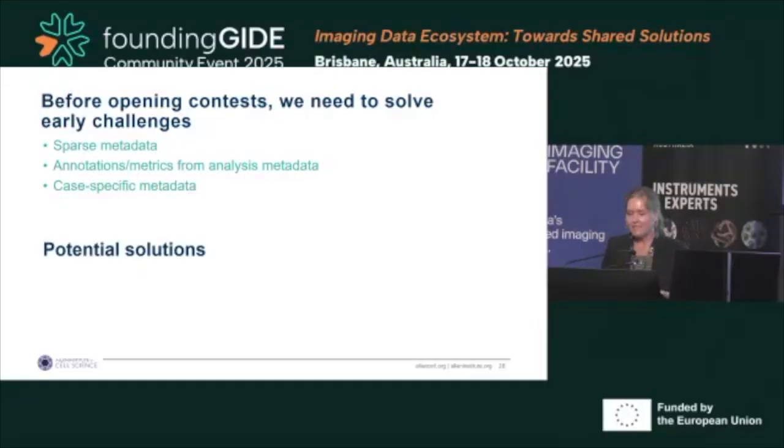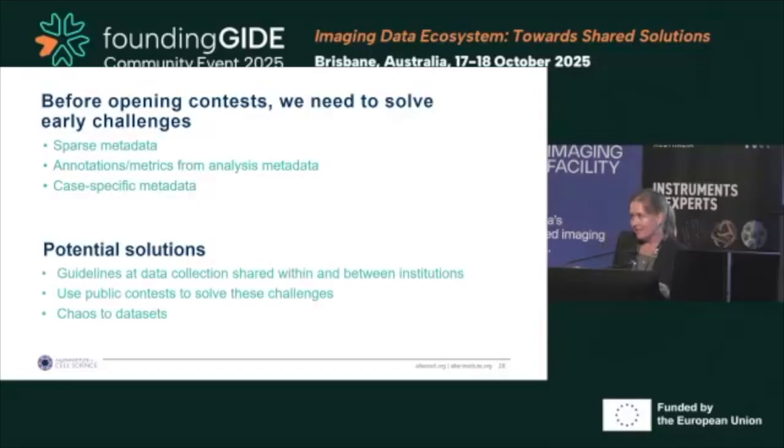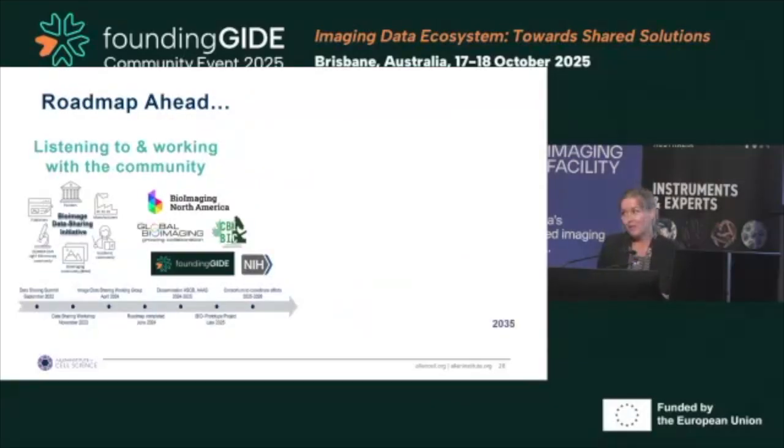So we started thinking about potential solutions. Definitely using guidelines like the ones provided by FoundingGIDE could go a long way. The data has already been collected, so it's going to be a little bit harder for some people to gather all that metadata, but we'll see what we can do. We still believe that public contests can help us solve some of these challenges. And in-house, we're starting some new projects like Chaos to Dataset, where we want to develop automation of the creation of these spreadsheets using folder structures that you would have on a desktop, just to organize your metadata, and it would spit out all the metadata based on that into a spreadsheet compatible with BFF. And it could be a lot of other solutions.